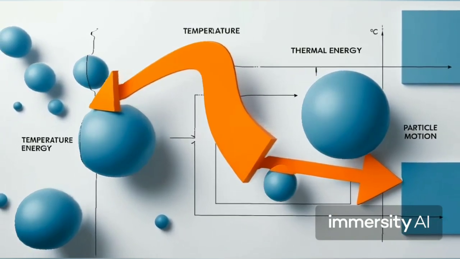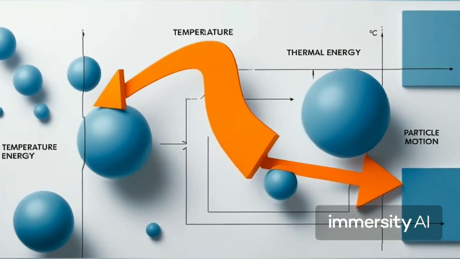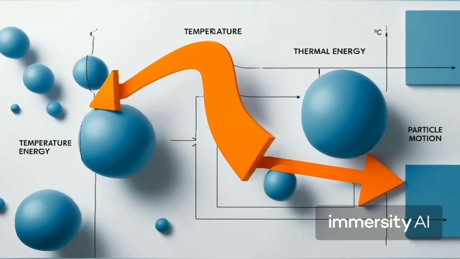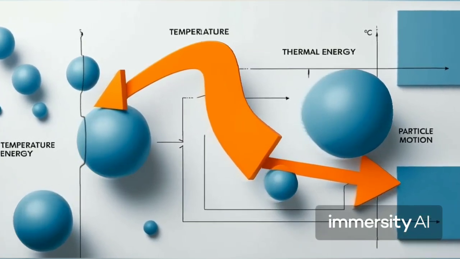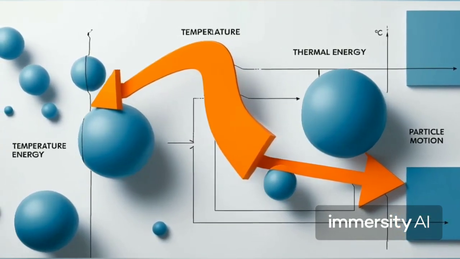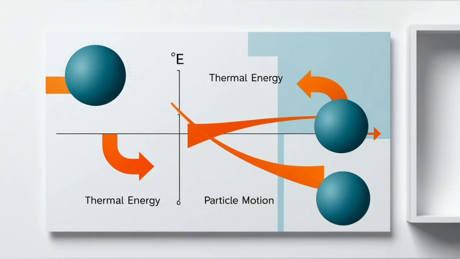Heat transfer. Heat energy can be transferred from one object to another in three ways. Conduction. This occurs when heat is transferred through direct contact between particles. For example, when you touch a hot stove, heat is conducted from the stove to your hand. Convection. This occurs when heat is transferred through the movement of fluids, liquids and gases. For instance, the warm air rising from a radiator and circulating throughout a room is an example of convection. Radiation. This occurs when heat is transferred through electromagnetic waves. The sun's heat reaches Earth through radiation.